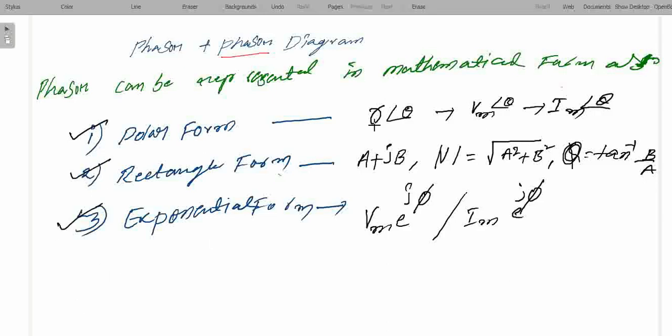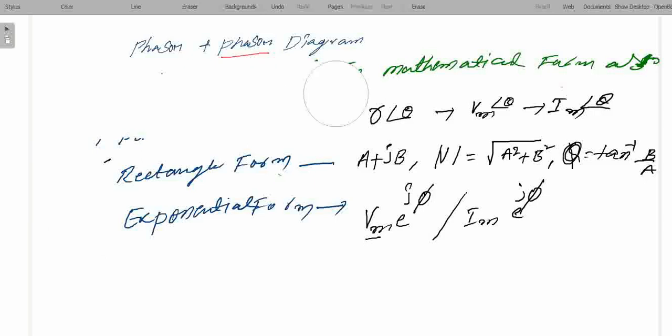In polar form, it is R with the angle of your phase. In rectangular form, A plus jB, where mod V or mod I is the amplitude, equal to the square root of A squared plus B squared, and the angle is equal to tan inverse of B by A. In exponential form, it is magnitude times e to the power of your phase.